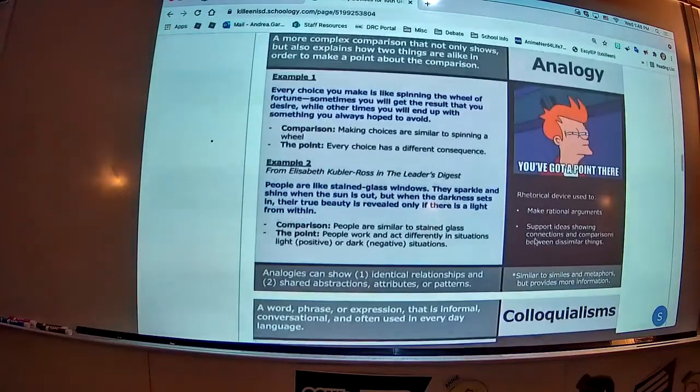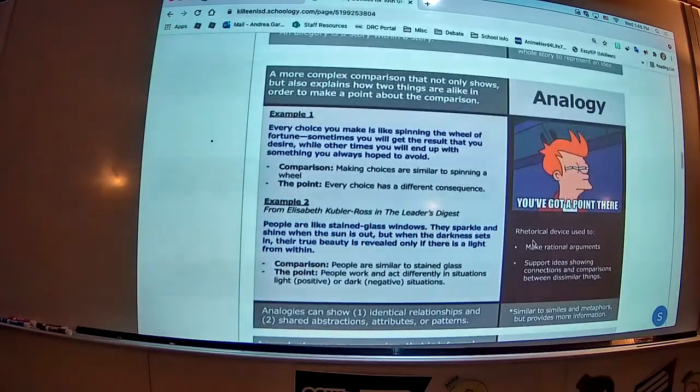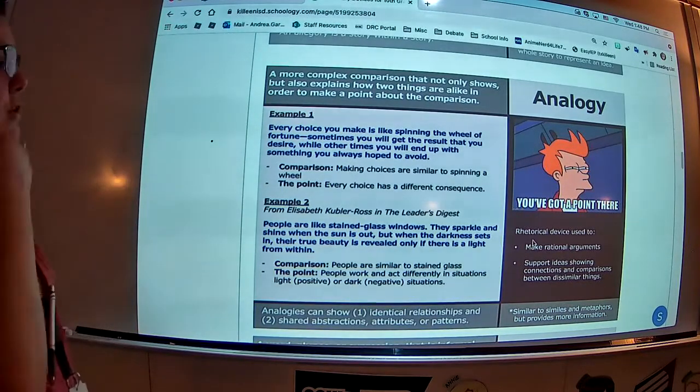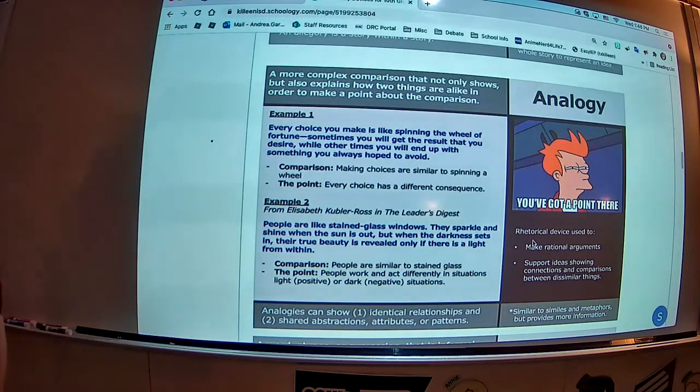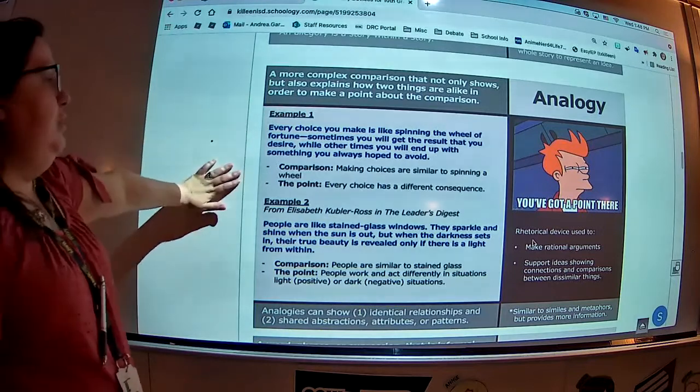Then we have an analogy, and people use analogies all the time. It's a more complex comparison that not only shows, but also explains how two things are alike in order to make a point about a comparison. So remember I told you simile and metaphor, they're more like sentences or statements. Analogies give you more information.